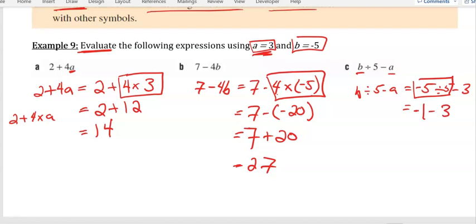-1, take away 3, so moving 3 more is -4. I think of it this way. I don't know if you're like me, but it makes a lot more sense to think of -1 plus -3 equals -4. There you go.